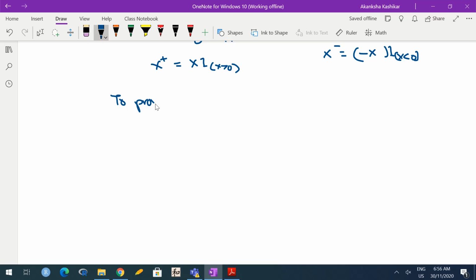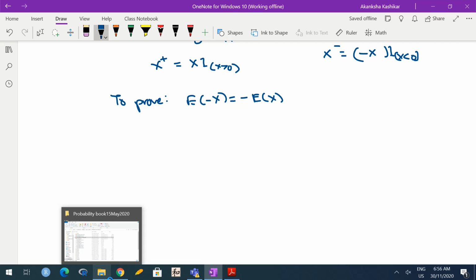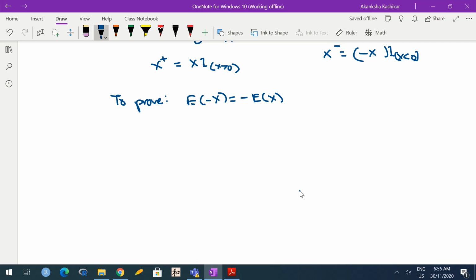That expectation of minus x is the same as minus expectation of x. This we will prove. Okay. I know you have used this result hundreds of times, but we have never formally proved it through this integration or measure theory approach. So let us try to prove it.